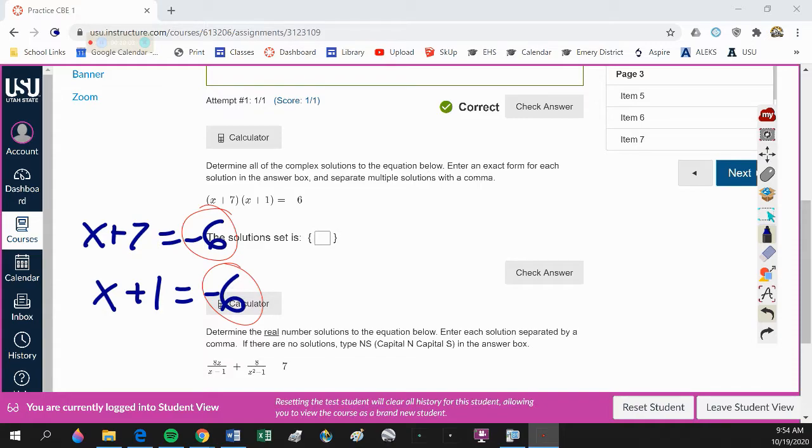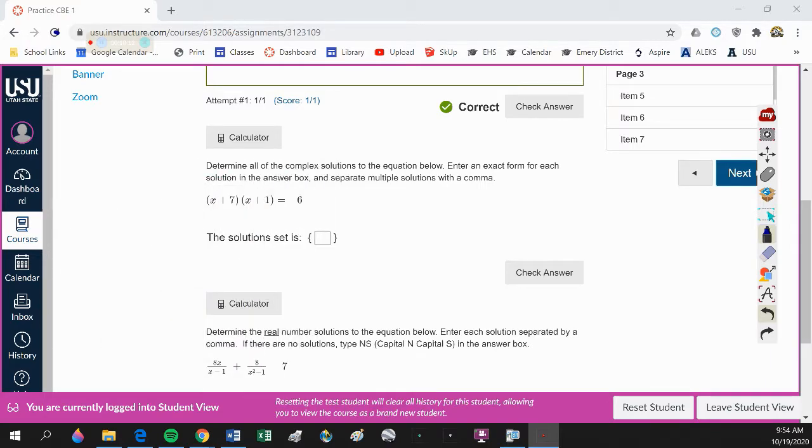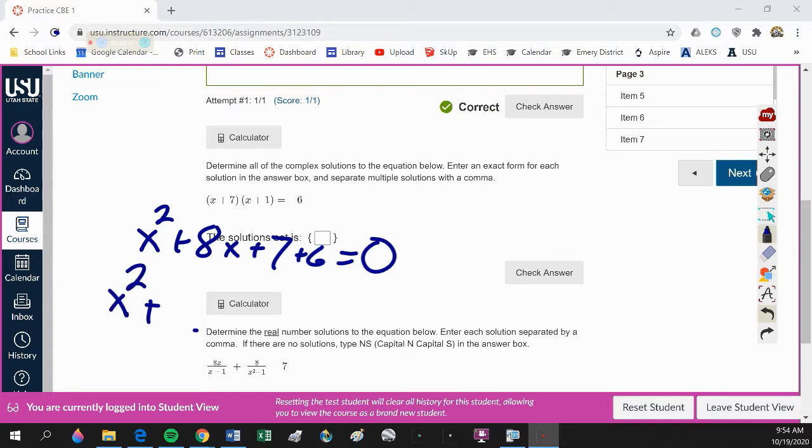I need to set it equal to 0, and then I would have 2 factors plus 6, which means I need to convert this into quadratic form, which is x squared plus 8x plus 7. Then I add the 6 over. You guys handle those in your head? Okay. x squared plus 8x plus 13. Now what?